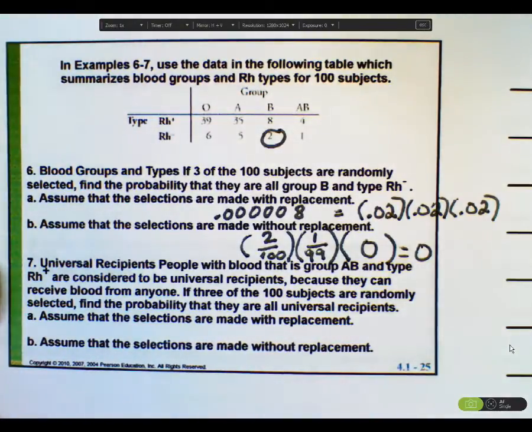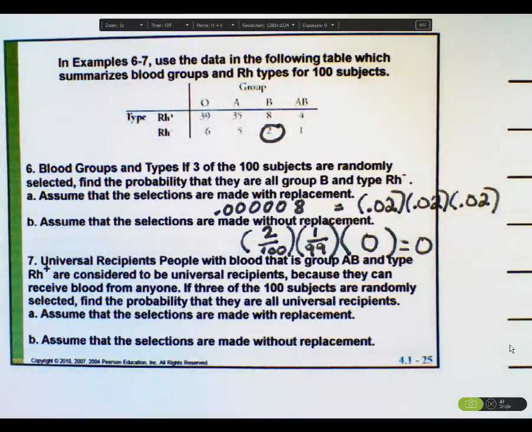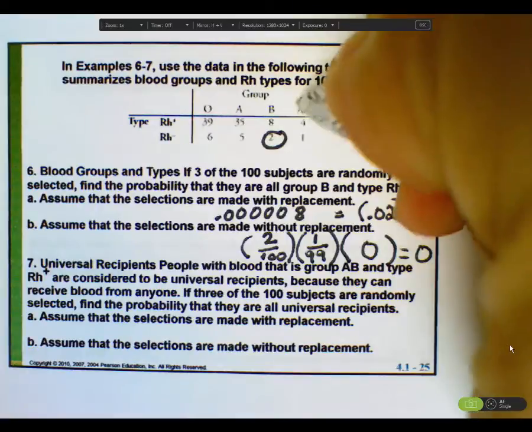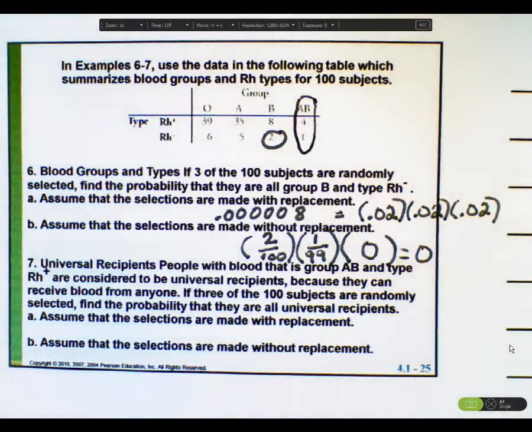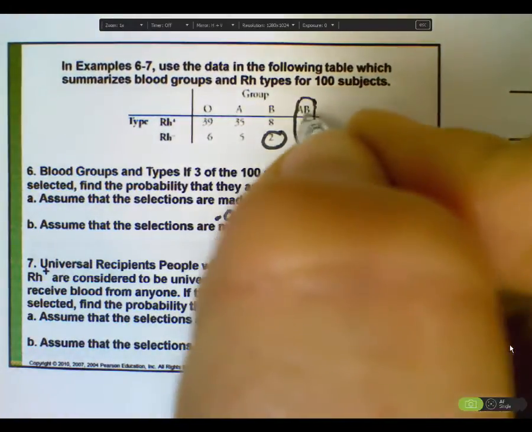All right. Number 7, universal recipients are people that have group AB and type RH positive. They can take any type of blood from anybody. So if 3 of the 100 subjects are randomly selected, find the probability that they are all universal recipients. Well, how many universal recipients did we have on that table? Group AB, that's these 5, and RH positive, that's all of these guys.